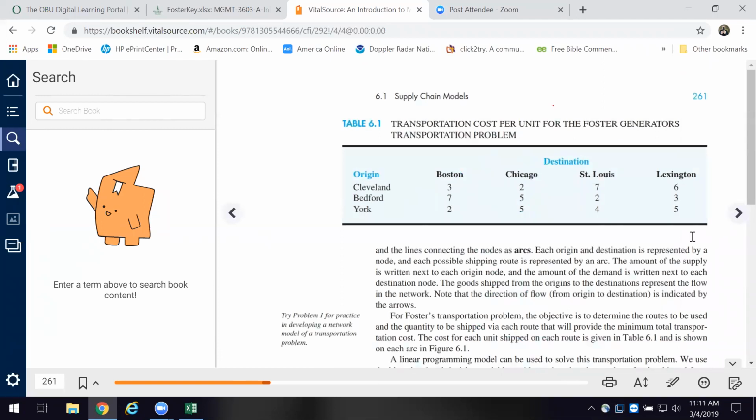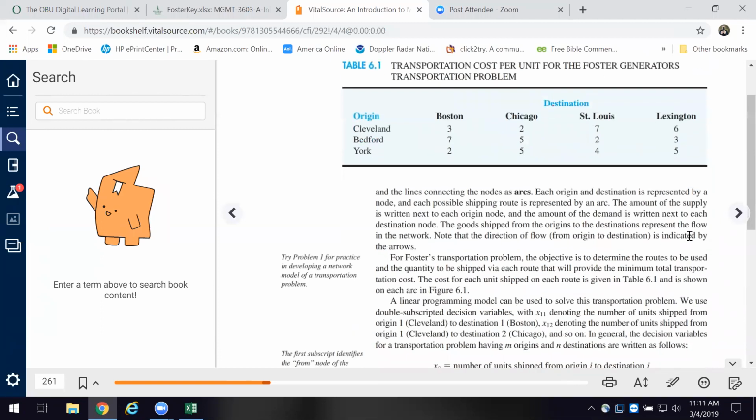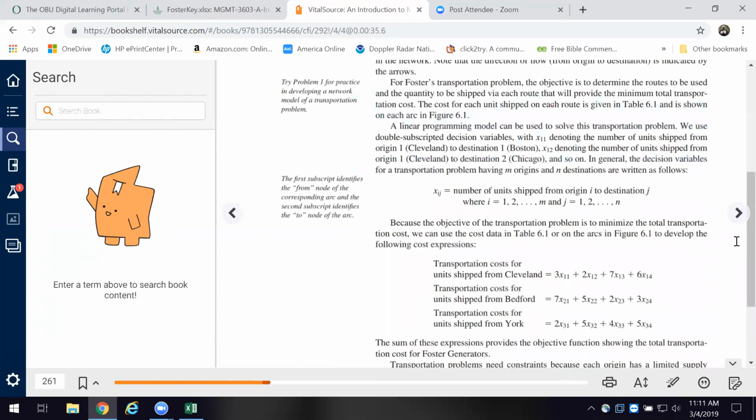Now, they walk us through a matrix over here, basically this table, in terms of the costs. And so they begin to build the objective function, the changing variables, and then the constraints.